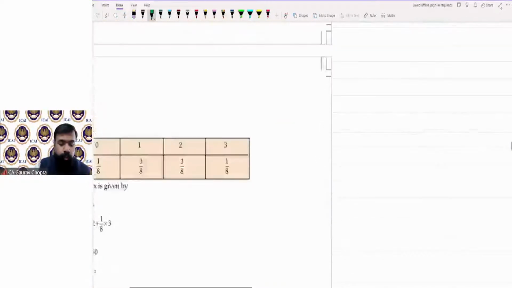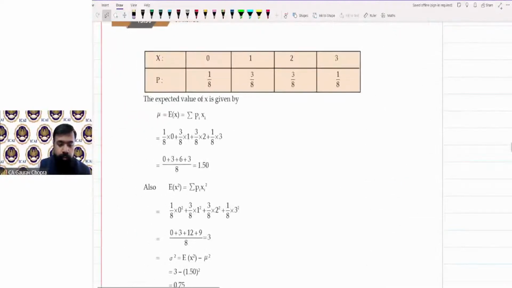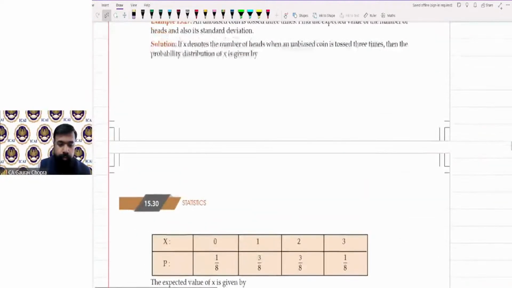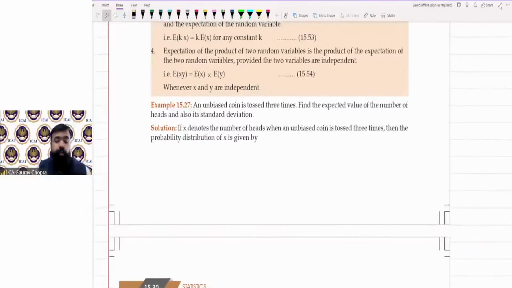So let's come to this question. Yes, this one, 27. An unbiased coin is tossed 3 times. So we have a coin and we are tossing the coin 3 times. Find the expected value of the number of heads and also its standard deviation. So first of all, we are finding the expected value.